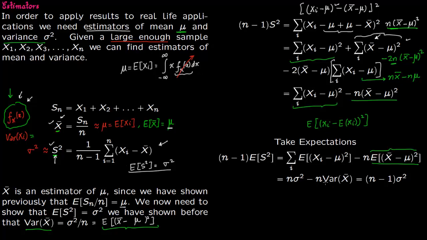So notice that variance of x bar is sigma square by n. So here you can write sigma square by n. The n cancels out, so you have n sigma square minus sigma square, which is n minus 1 sigma square. Now this n minus 1 will cancel out with this n minus 1. So you have the expected value of s square is sigma square.